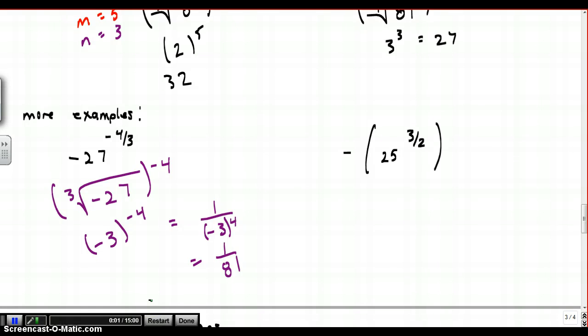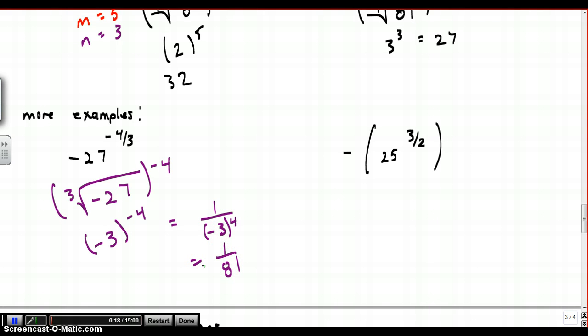All right, so here's where I left off with the third example. I did forget to put the parentheses around this -3, because (-3) to the fourth and -3 to the fourth are not the same thing. So just be careful with that. But the answer either way is 1 over 81.